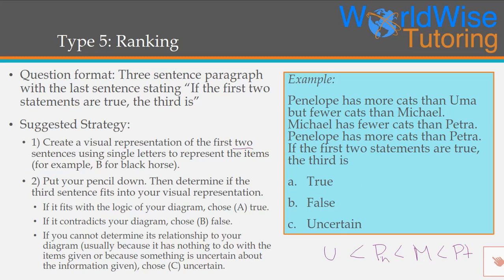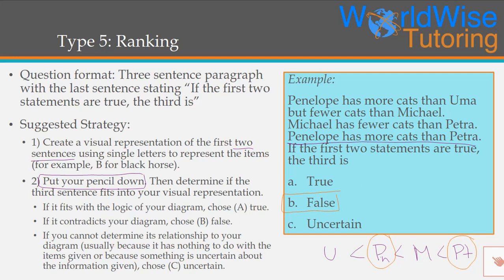Now that I've created a visual representation of the first 2 sentences, put your pencil down and determine if the third sentence fits into your visual representation. Do not draw the third sentence. Penelope has more cats than Petra. Let's look. Does Penelope have more cats than Petra? No, Penelope is less than Petra, so this would be false because it contradicts my diagram.